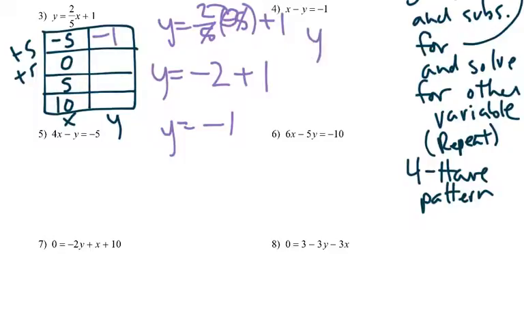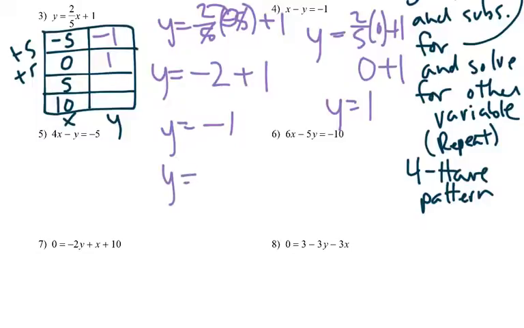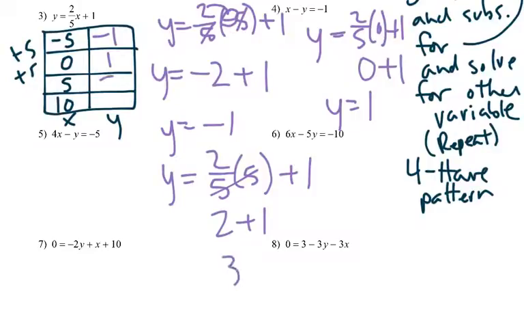Okay, then we do it for 0. Y equals 2/5 times 0 plus 1. 2/5 times 0 is 0, plus 1 gives us 1, so y equals 1. Then we go y equals 2/5 times 5 plus 1. Those would cancel, leaving us 2 plus 1, which is 3. Okay, so it looks like I'm adding 2 each time, aren't I? So my next answer should be 5.